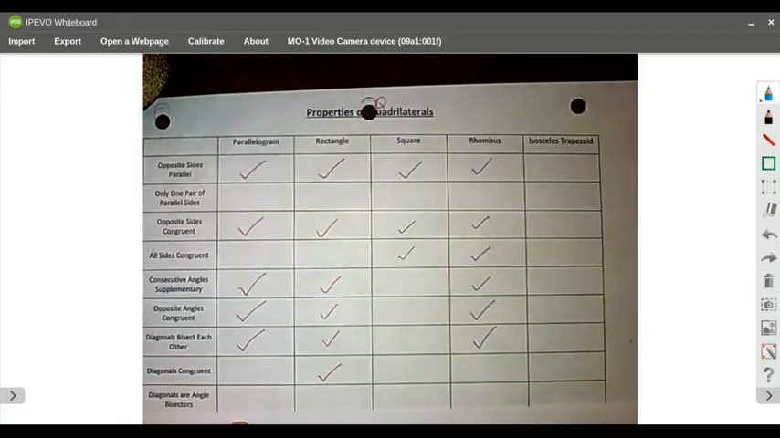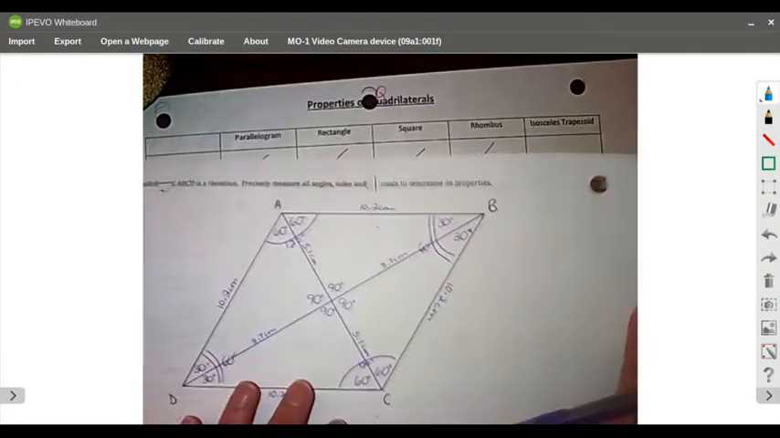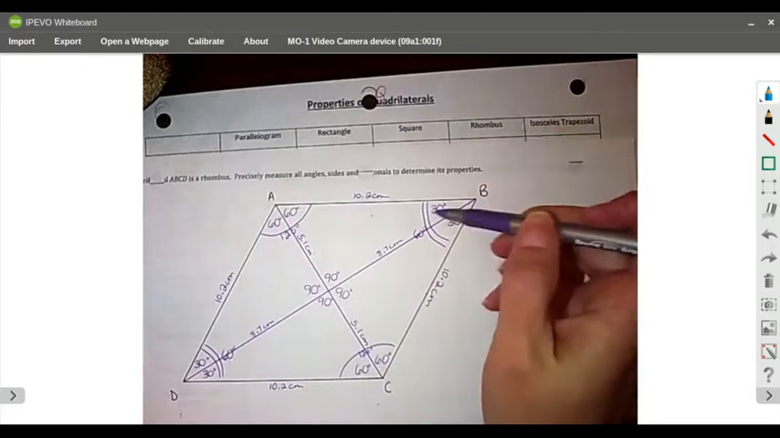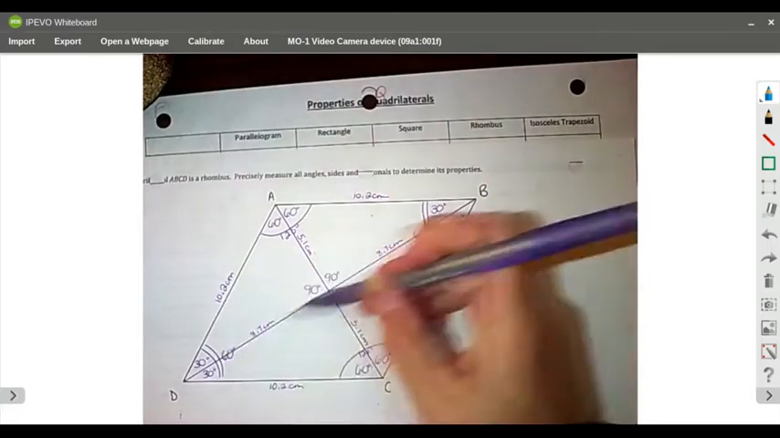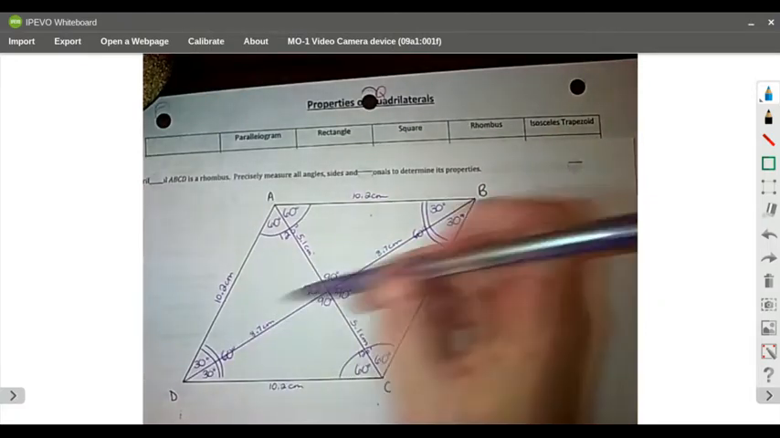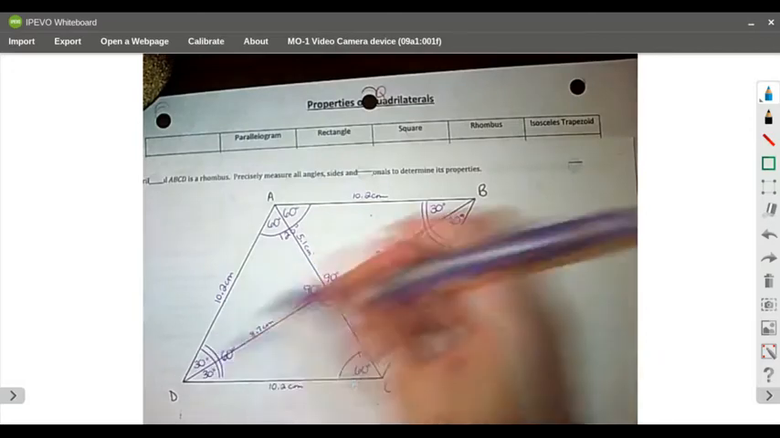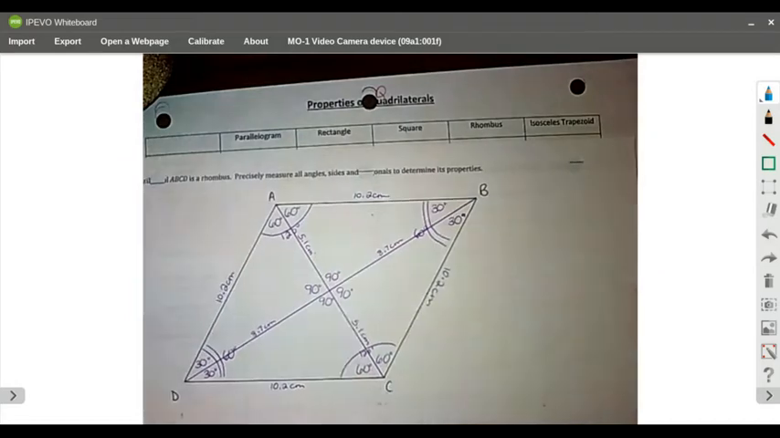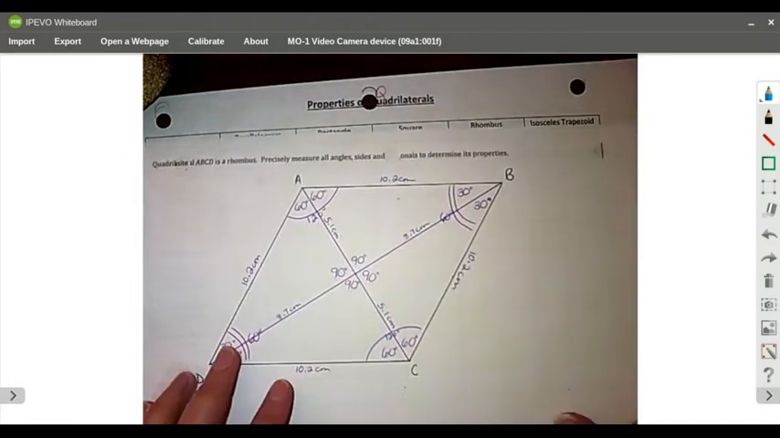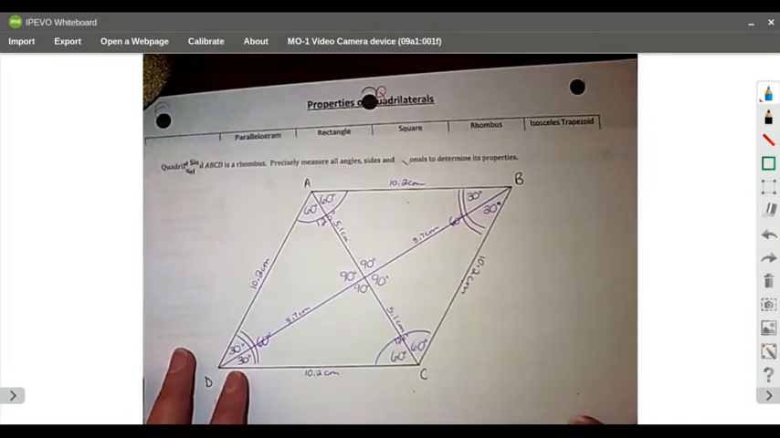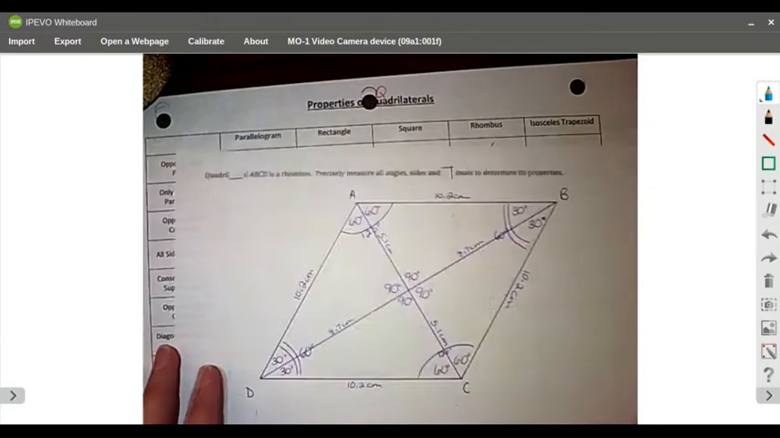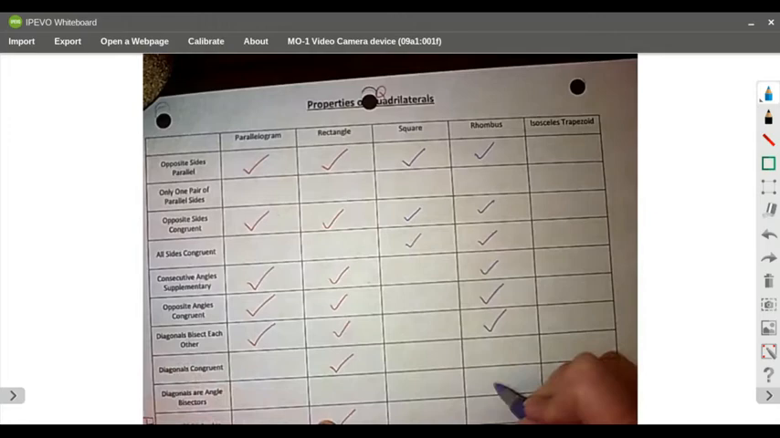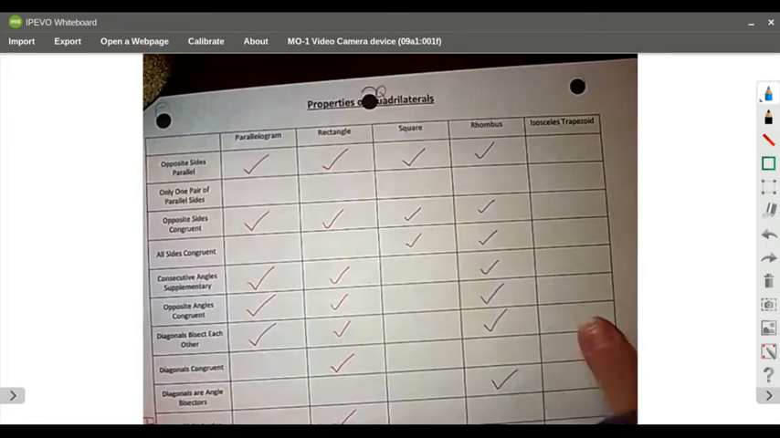How about diagonals are angle bisectors? This is almost the last one. So that would mean that this diagonal cuts this angle in half and this angle in half. See how these are both 30 and these are both 30, and these are both 60 and these are both 60. So that's not a coincidence. In a rhombus, that's one of the properties that we're going to talk about, that the diagonals are angle bisectors. So the diagonals always cut the angles in half. So under diagonals are angle bisectors, we're going to check that off.